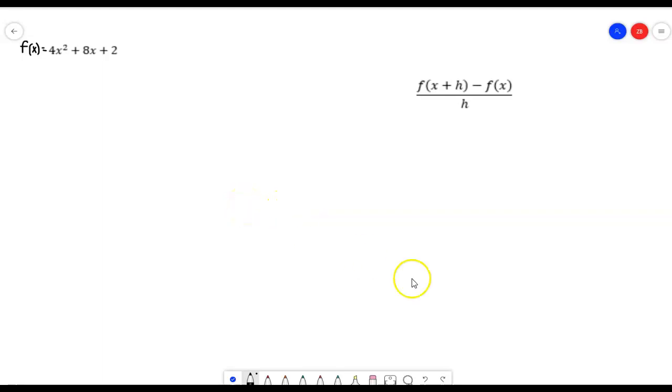Hey, this is Mr. Beckstrom, and today I want to take a look at an example from section 2.1. This is using the difference quotient, which is this expression right here, f of x plus h minus f of x all over h, and applying it to this function defined here as f of x equals 4x squared plus 8x plus 2, and then simplifying it.